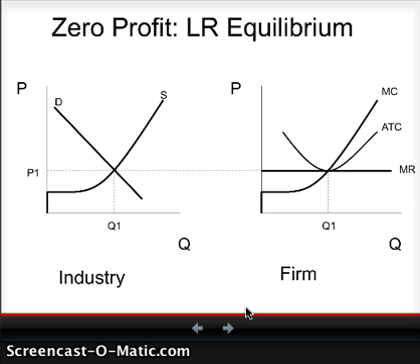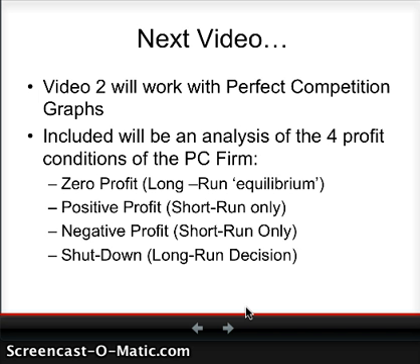All right, so that's it for this video. This is your introduction. The next video, we're going to take a look at the analysis of the four profit conditions: zero profit, positive profit, negative profit, and shutdown. Zero profit and shutdown are both long run. Positive and negative profit can only exist in the short run. And that connects to the entry and exit: no barriers to entry and exit. More on that later.